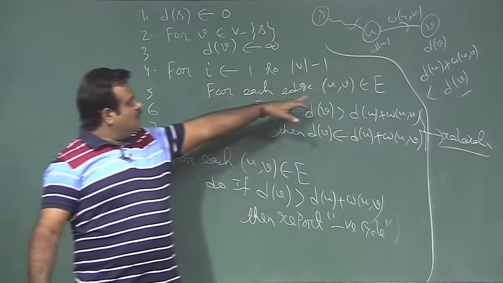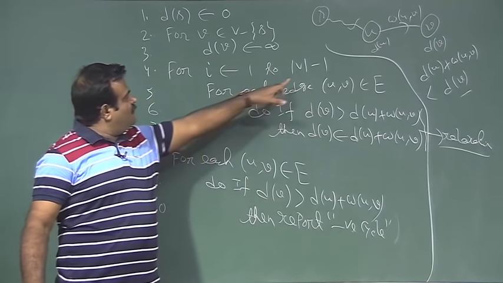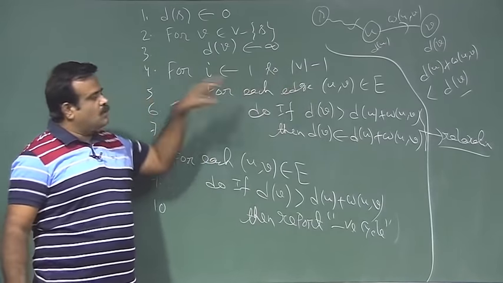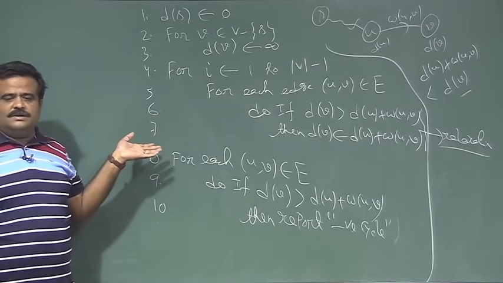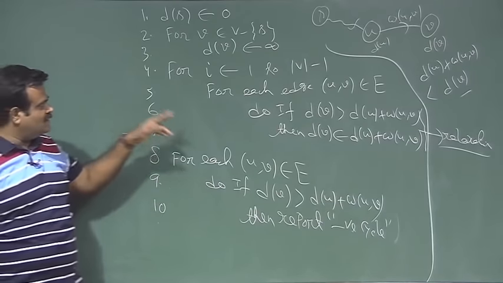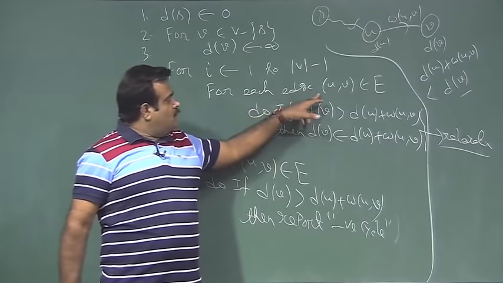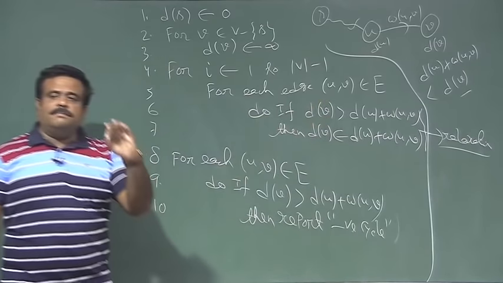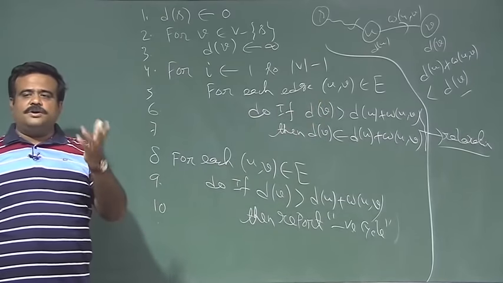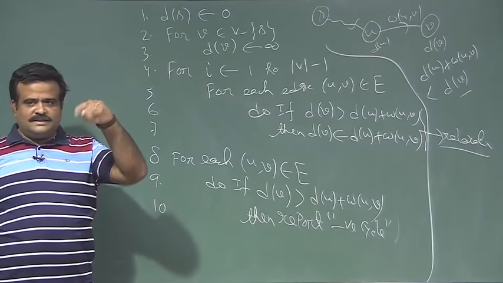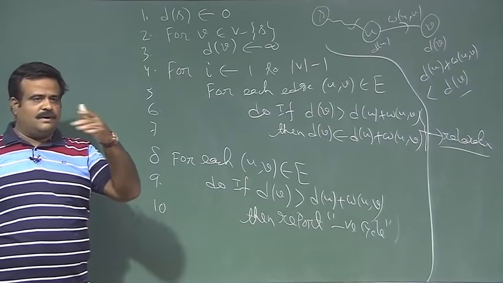So, there we have to execute this outer loop for V minus 1 times. Why V minus 1 times, we will discuss in the correctness. And the inner loop is for all the edges. So, what we did, we have edge numbering.